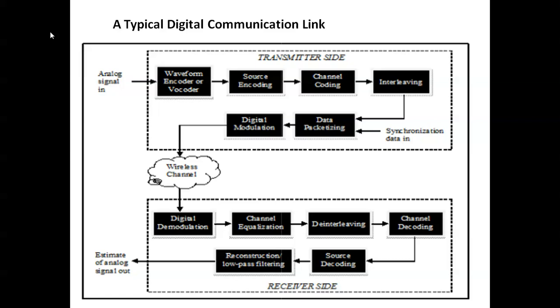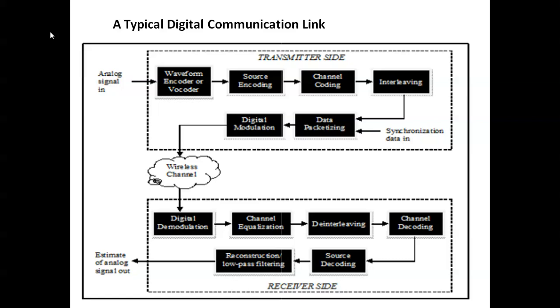Then the signal is received with digital demodulation. First we see the transmitter side. The analog signal is a natural signal, but it is sent to the encoder. Then source encoding: encoding means the original form is changed to another form for transmission. Similarly, channel encoding: hackers might hack the signal, so the form is changed so that the hacker should not know the original signal. And then interleaving and data packeting.